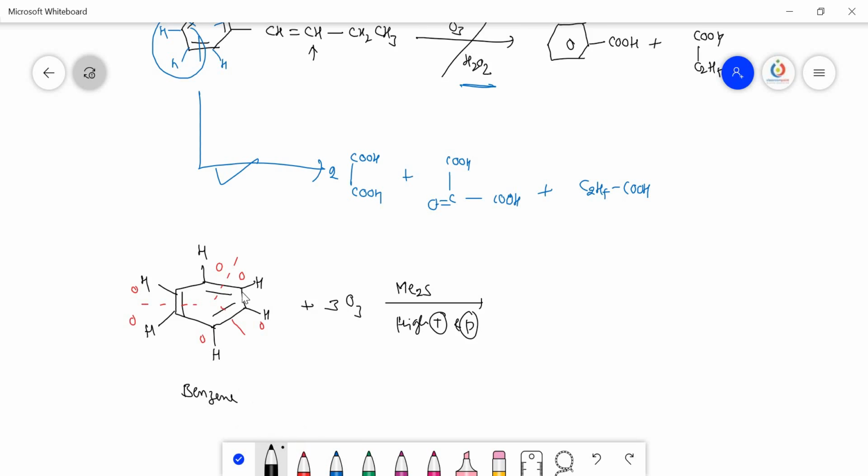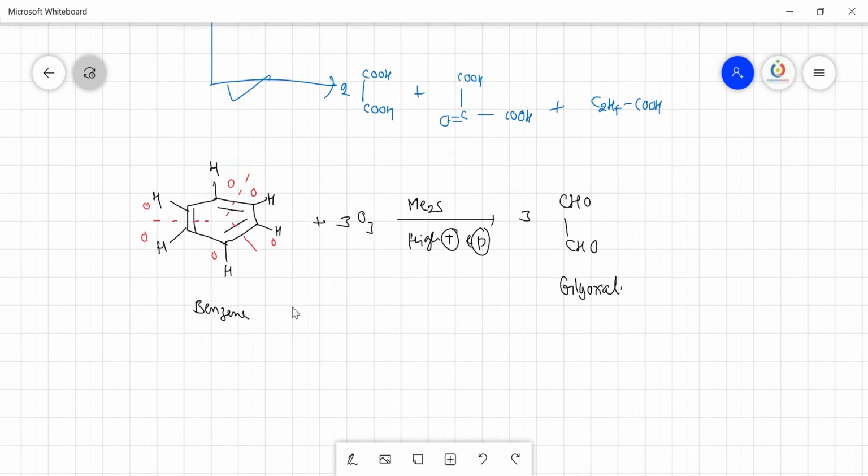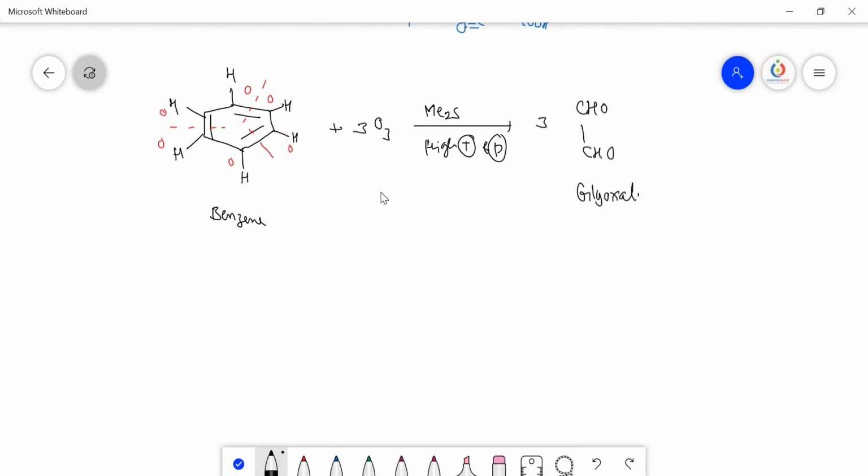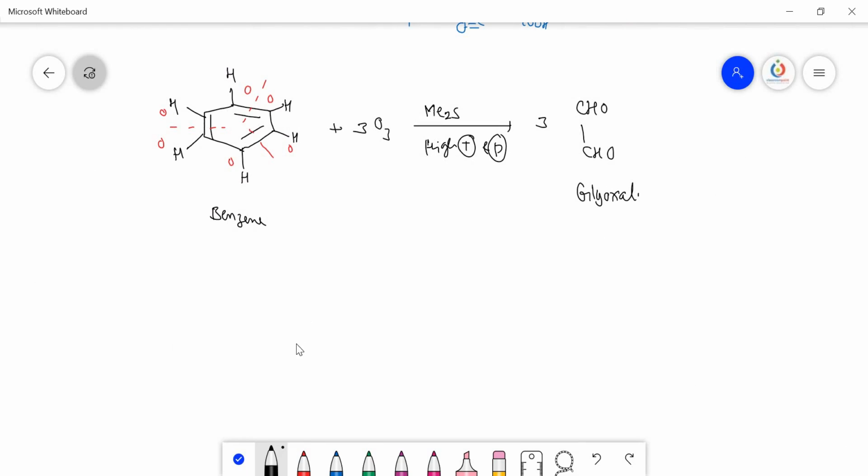So the molecule we are going to get is, this one is carbon, hydrogen, oxygen. So CHO. Single bond, carbon, oxygen, hydrogen, CHO. So CHO, CHO. Here also CHO, CHO. Here also CHO, CHO. So we'll get three molecules of CHO, CHO, which is called glyoxal. And they even asked a question once in examination: what is the intermediate product when benzene is subjected to ozonolysis?